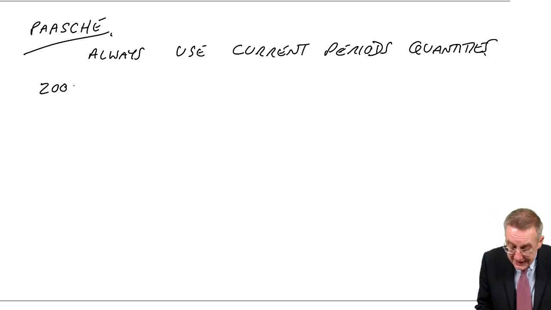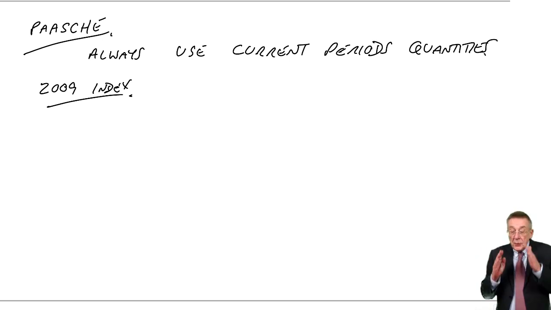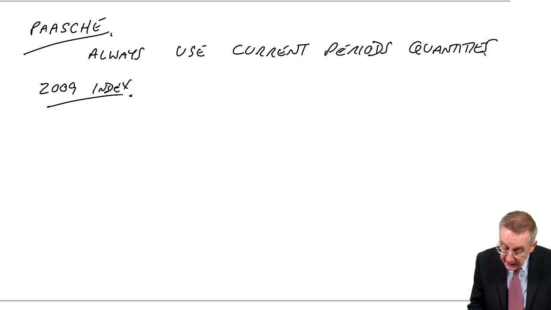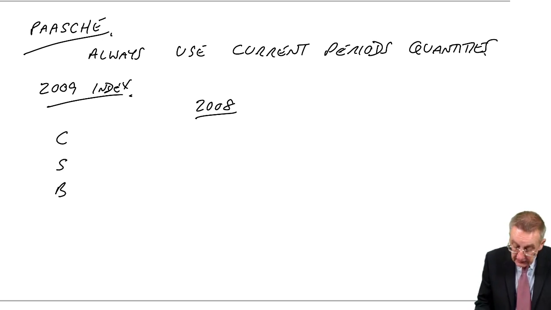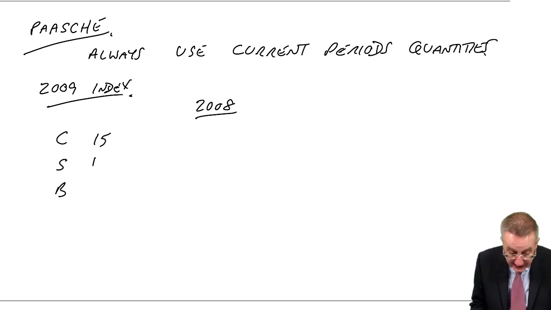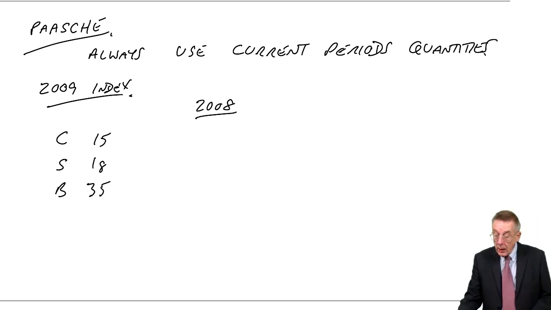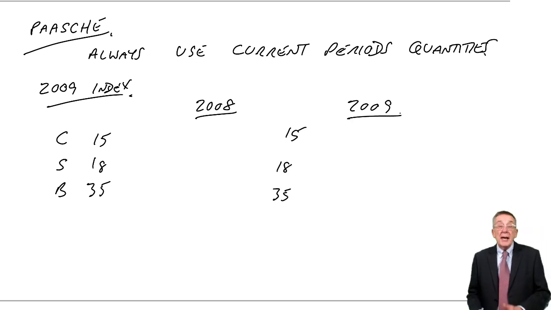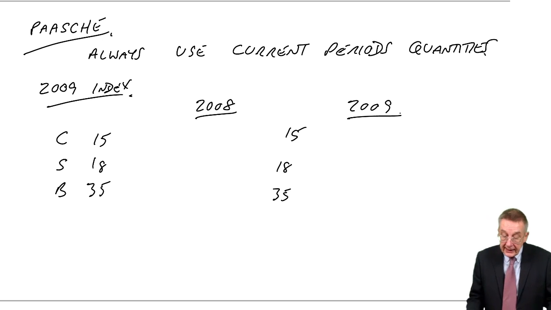When we're working out the 2009 index, we compare the 2009 quantities at the base period's prices and at 2009's prices. So with the 2009 index, for coffee, sugar, bread, we take the 2009 quantities, 15, 18, and 35, and we work out the cost of the whole basket at the prices in 2008, 2009.